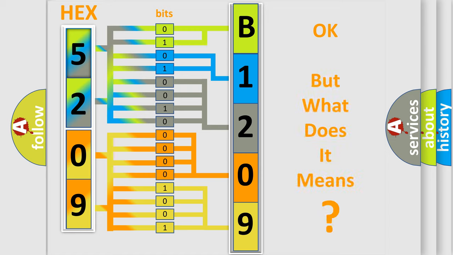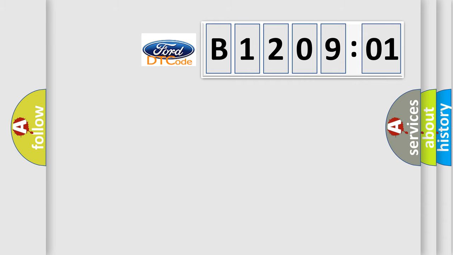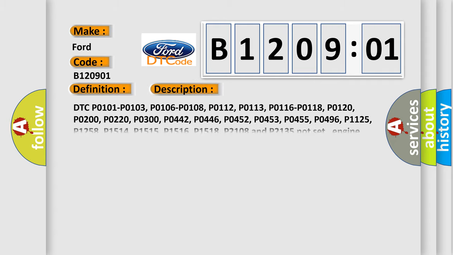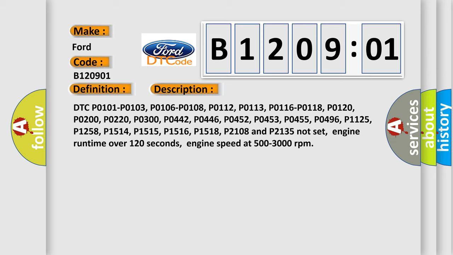The number itself does not make sense to us if we cannot assign information to what it actually expresses. So, what does the diagnostic trouble code B1209-01 specifically interpret for Infiniti vehicles? The basic definition is HO2S21 Bank 2 Sensor 1 Heater Circuit Malfunction. And now this is a short description of this DTC code.